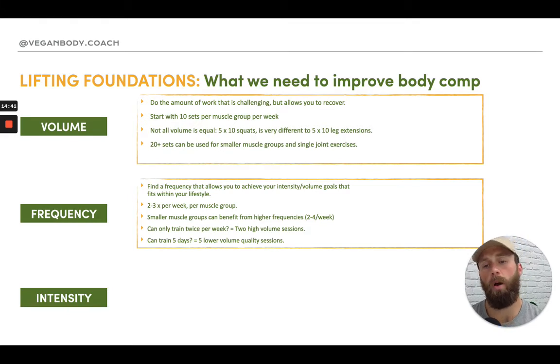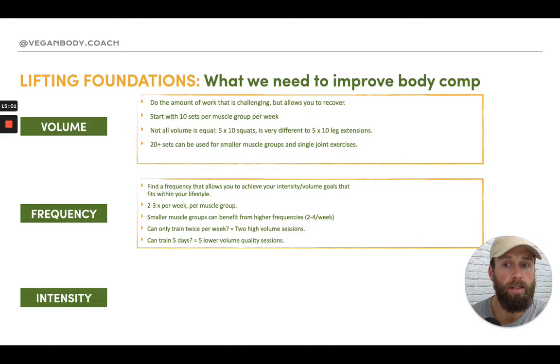And then the last component of the lifting foundations is intensity. So you can do as much volume as you want. You can do 30 sets of an exercise per week. But if you don't have a certain threshold of intensity within those 30 sets, you're not going to be growing, because it's just not going to be stimulative enough for growth.